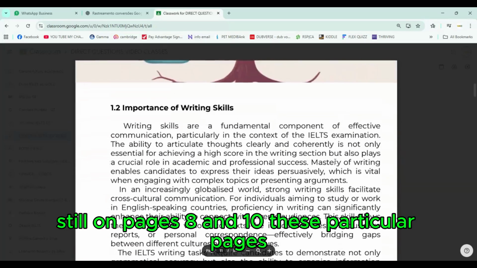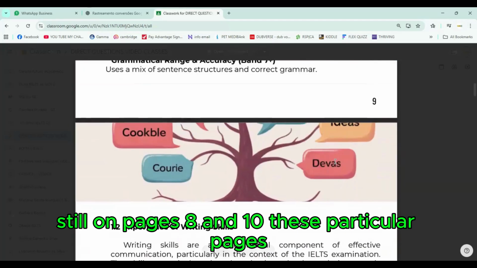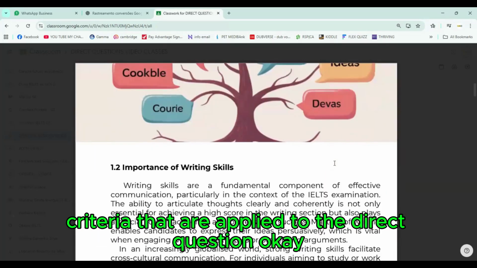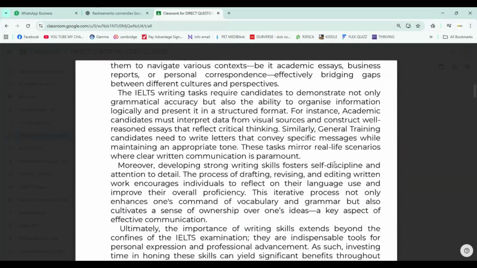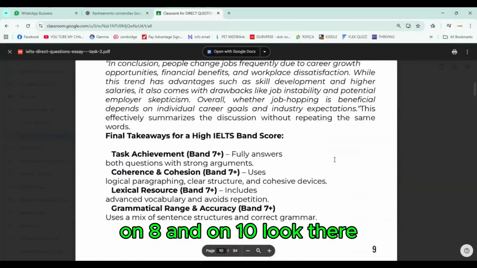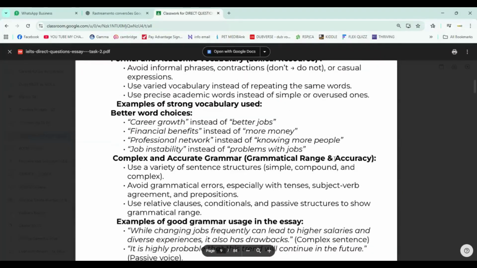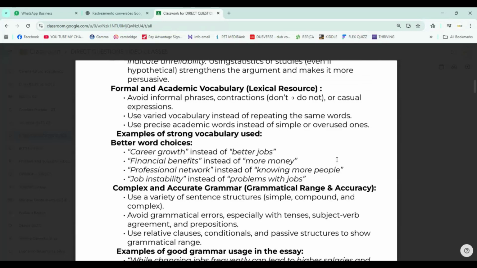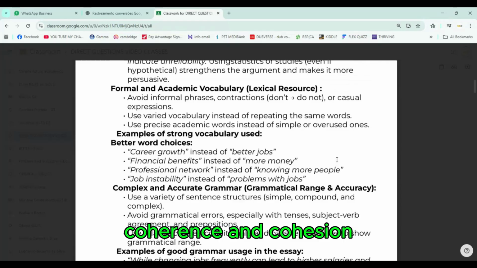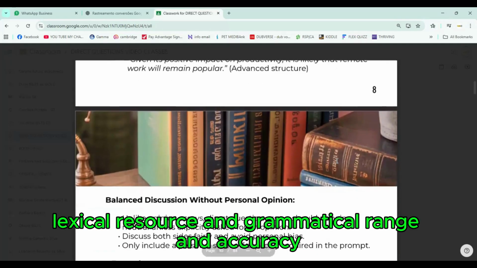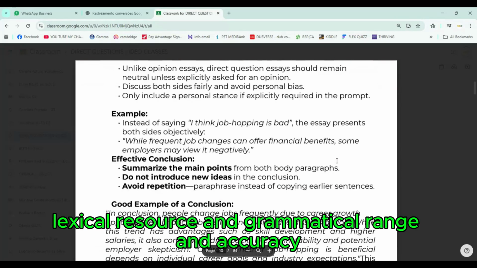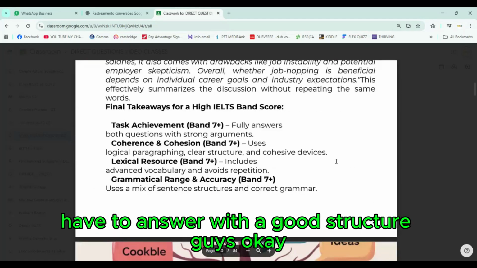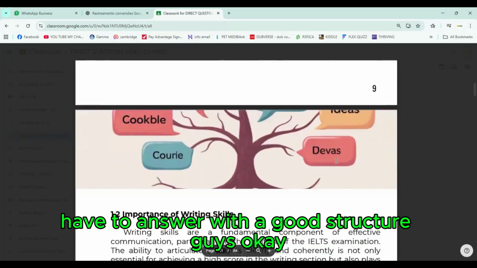Still on pages 8 and 10, these particular pages break down and explain the IELTS criteria that are applied to the direct question, okay? On these pages, I talk about task achievement, coherence and cohesion, lexical resource, and grammatical range and accuracy. Here I show clearly it's not enough to answer. You have to answer with a good structure, guys, okay?